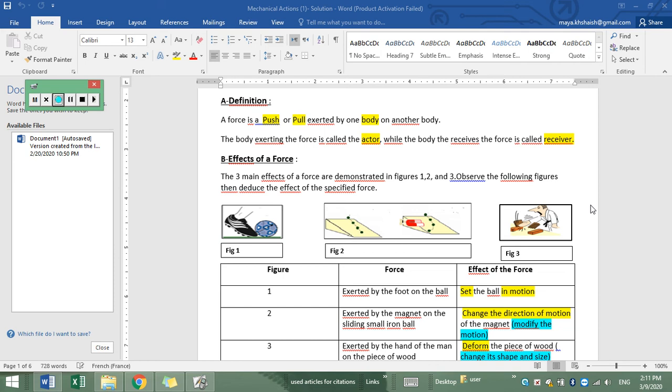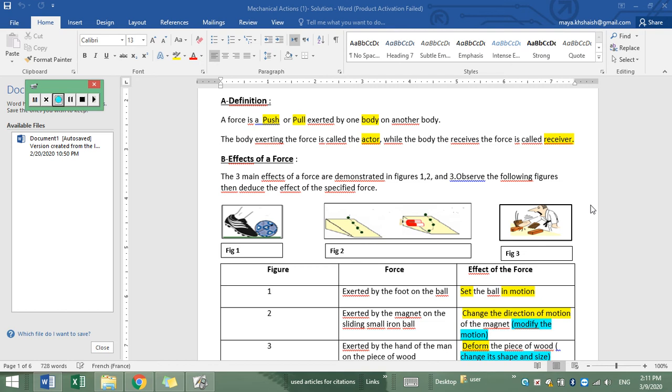Trying to kick the ball. Kicking the ball is a force exerted by your leg on your ball. Okay? So in this way we are exerting forces, or the so-called mechanical actions. So the body exerting the force is called the actor, while the body that receives the force is called receiver.